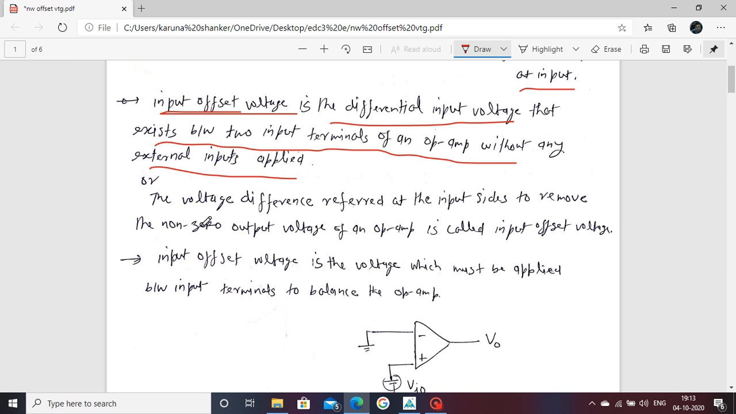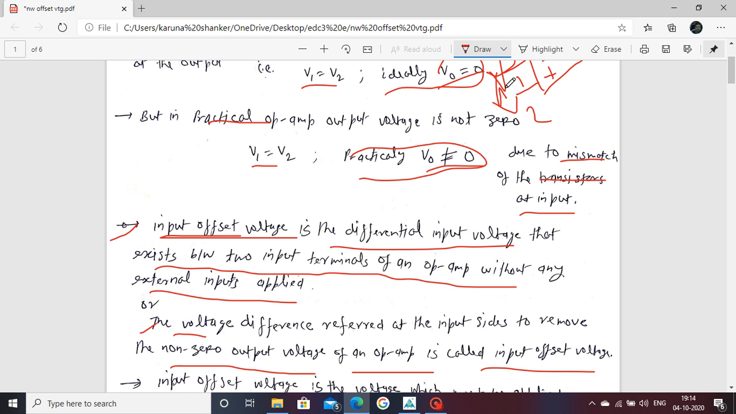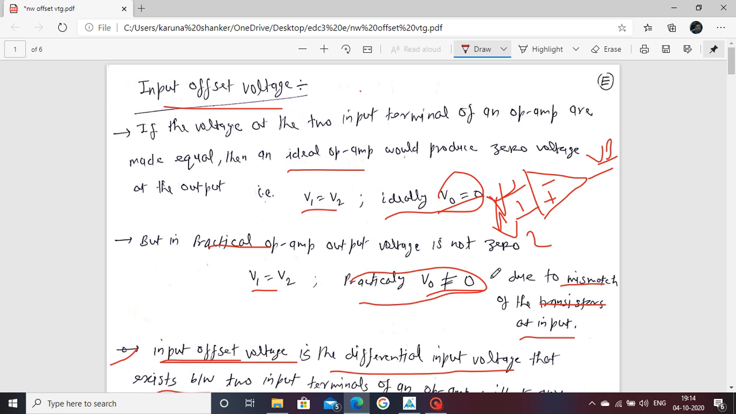Now there is also a next definition. You can use this definition or that one; any one definition can be used here. Next, you see here, the voltage difference referred at the input side to remove the non-zero output voltage of the op-amp is called the input offset voltage. What does this mean? Without any input applied here, there is still some output, which is why V naught is not equal to 0.